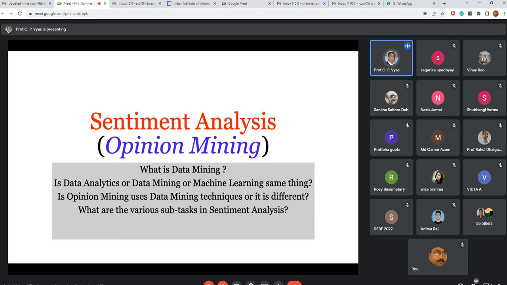But let us leave these differences to the technical people. We come back to the next question. Does opinion mining use data mining techniques or is it different? What do you say?